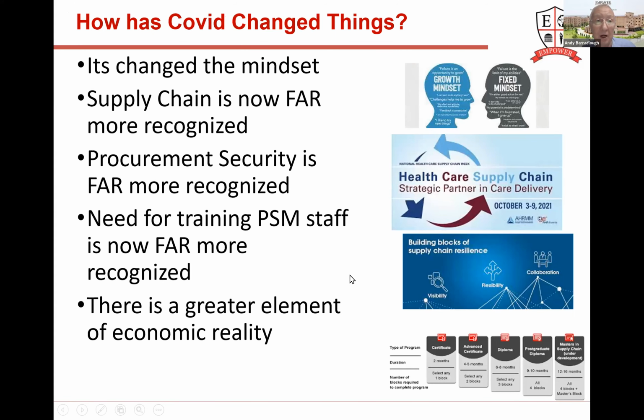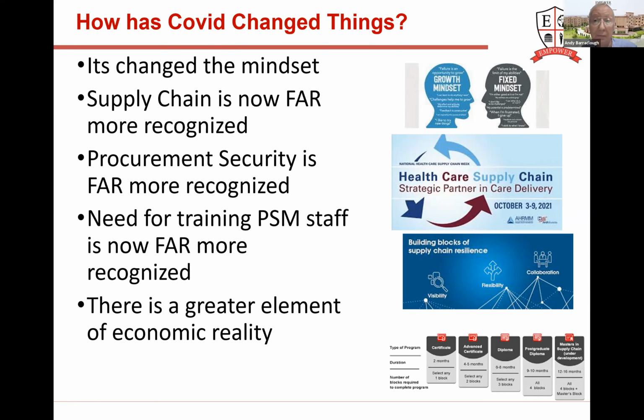So how has COVID changed things? It's changed the mindset. Supply chain is far more recognized now. We look here, in October, just a few days ago, the American Hospital Association is talking about the supply chain, a huge conference, being a strategic partner in healthcare delivery. They never talked to supply chain before. The doctors weren't interested in procurement, just bring us the stuff. Now they're recognizing the importance of supply chain to deliver the products.